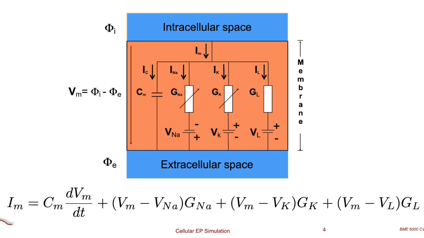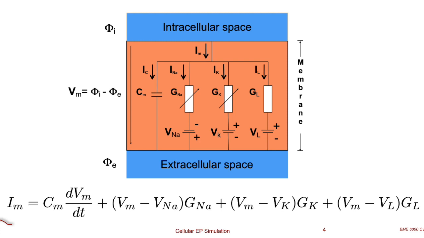So in this case, we have a capacitive term. That's the term that's dVm dt. So we have a derivative of voltage in this expression. This will require a little bit of work when it comes to the numerics. And then to the right, we have each one of the different equations for that particular ion channel.